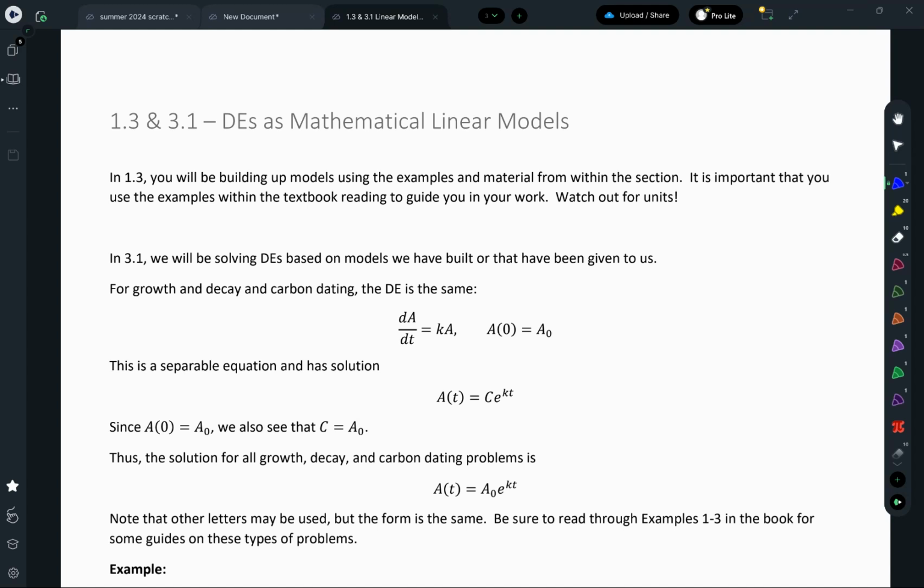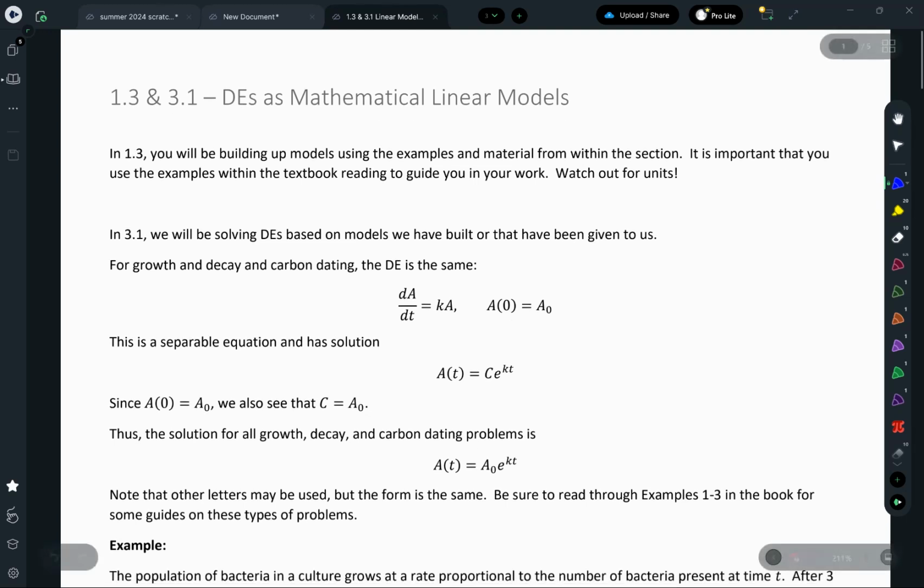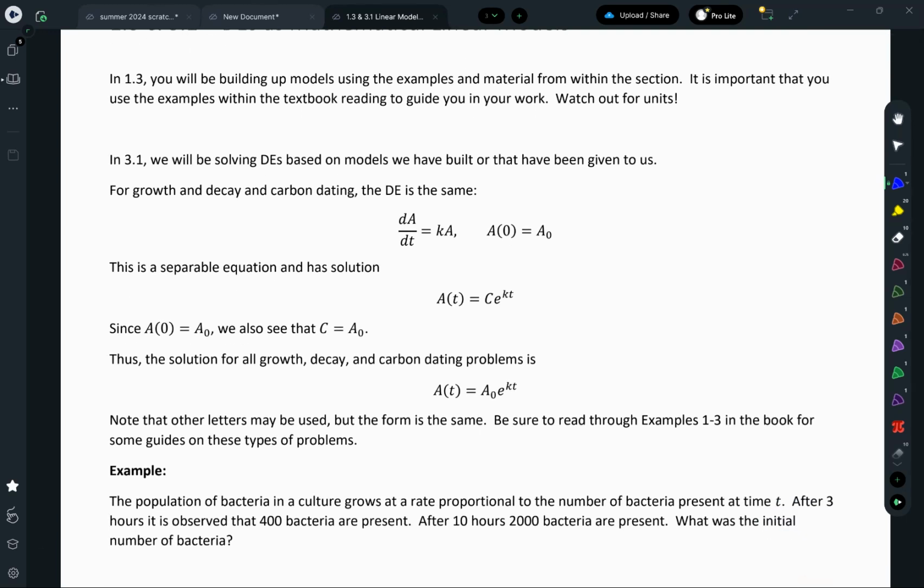But our focus isn't going to be on the building of the models. We're going to build a few models and then use those for different situations. So we're going to start in 3.1 here, and we will be solving differential equations based on the models we come up with, okay? You may recognize some of the models that we work with from a college algebra class.